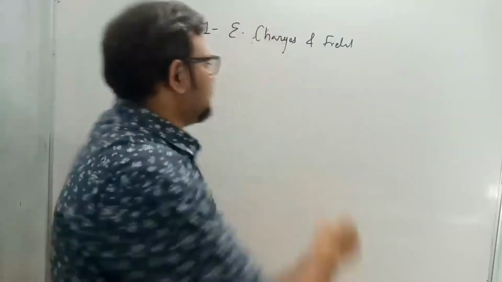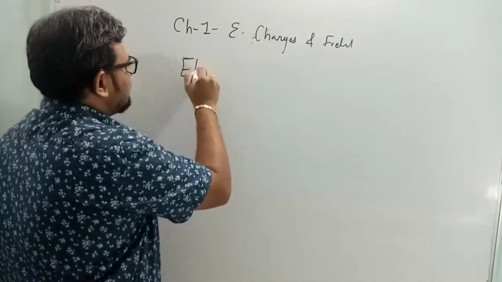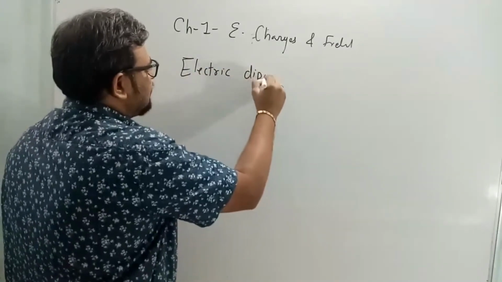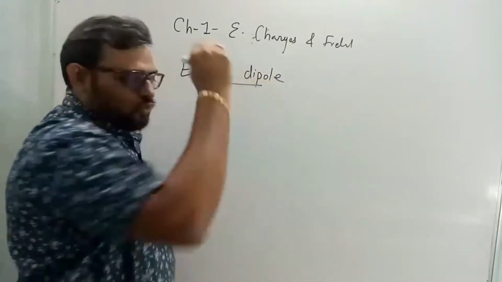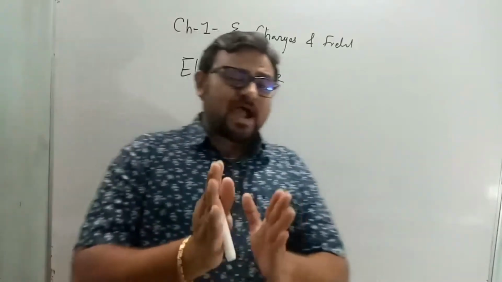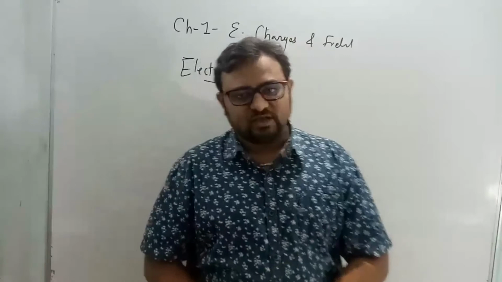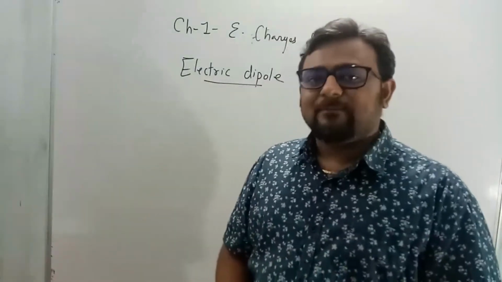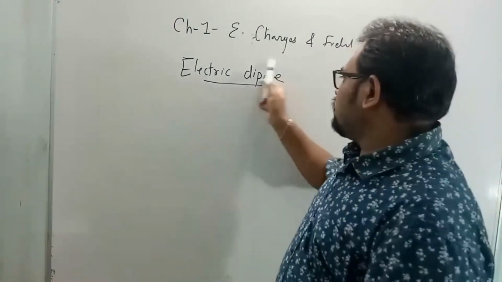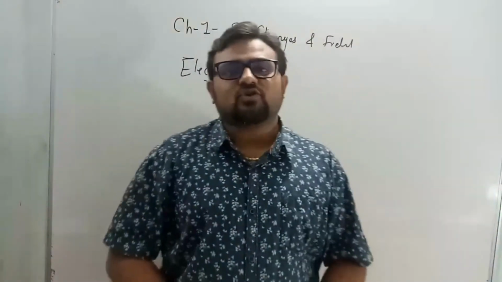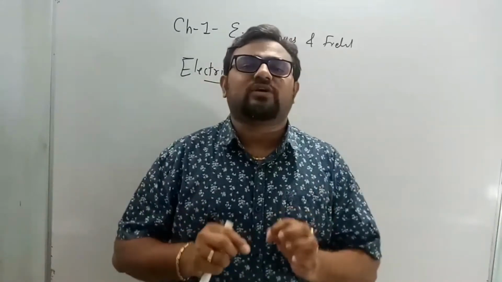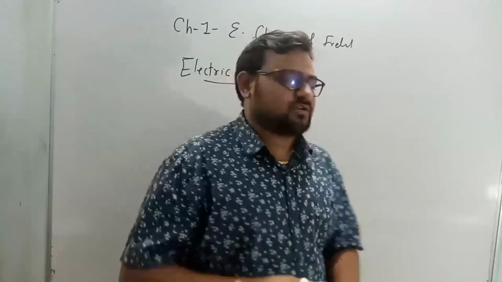Now today we will go with the topic electric dipole. Okay, so what does the name dipole mean? Di means two, and pole, you know. So on the two ends there are two different charges.